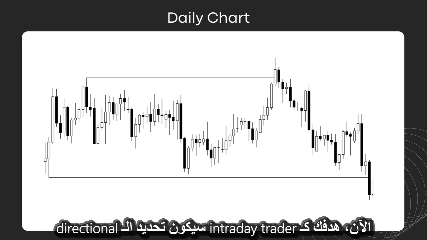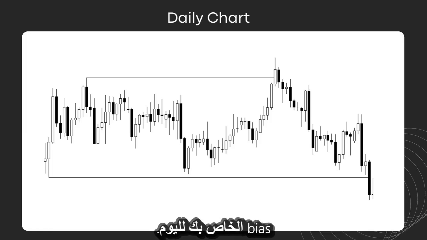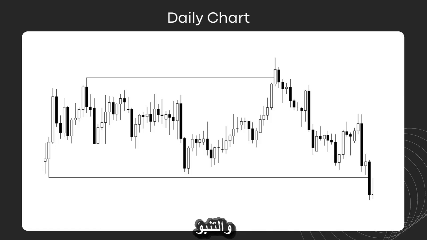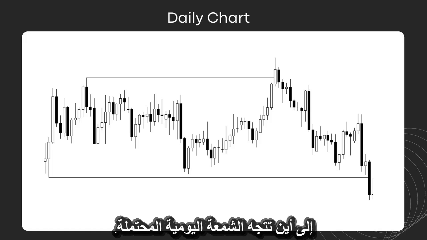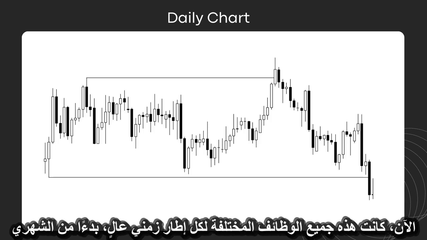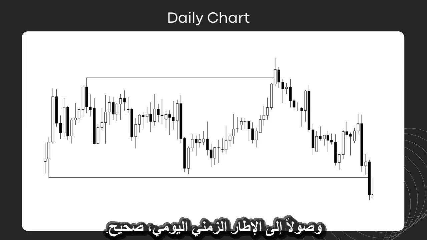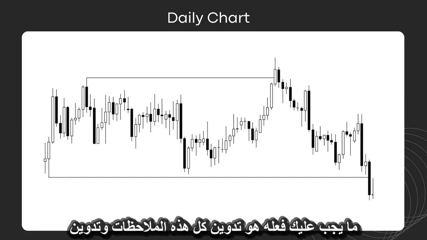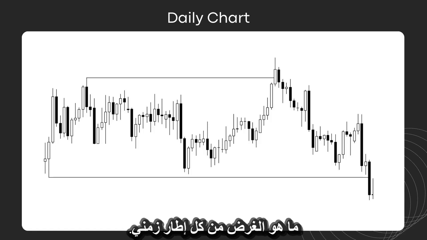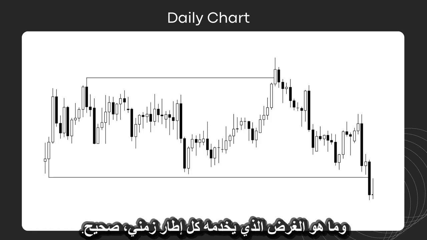Now, your purpose as an intraday trader would be to determine your directional bias for the day and then trade in that particular direction, and to predict and anticipate where the daily candle is potentially headed or where it's going to potentially close. That's your aim as a trader. Now, these were all the different functions of each higher time frame, ranging from the monthly down to the daily. What you should do is note all of these down, note all of their characteristics that I just told you about, and remember the purpose that each time frame serves.